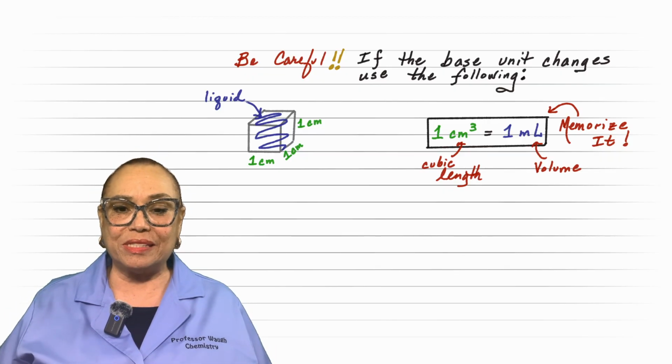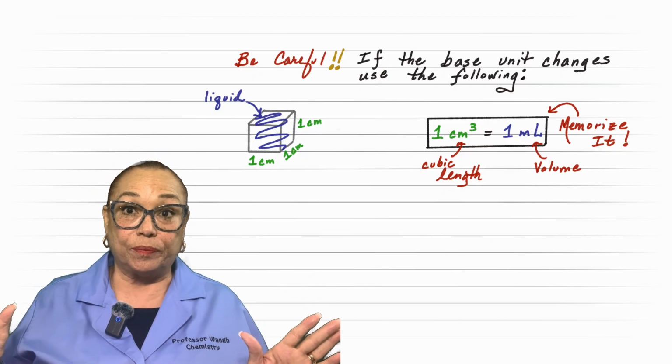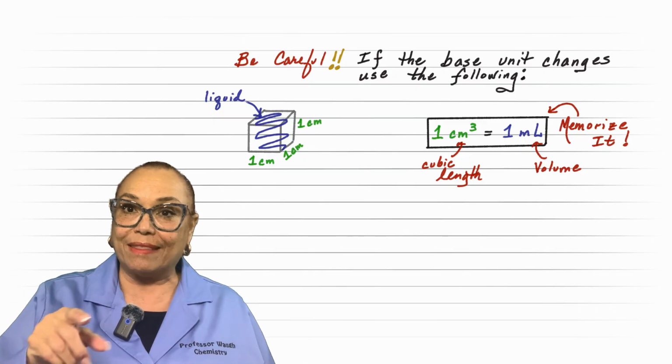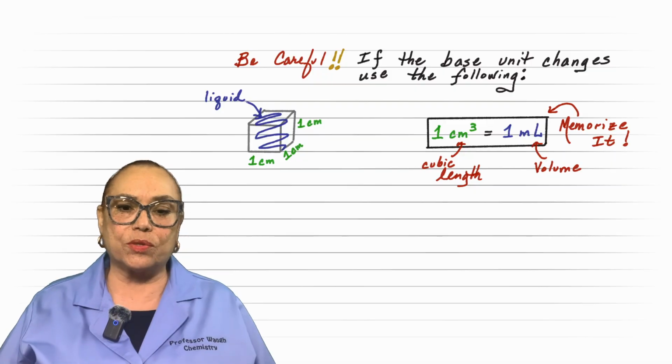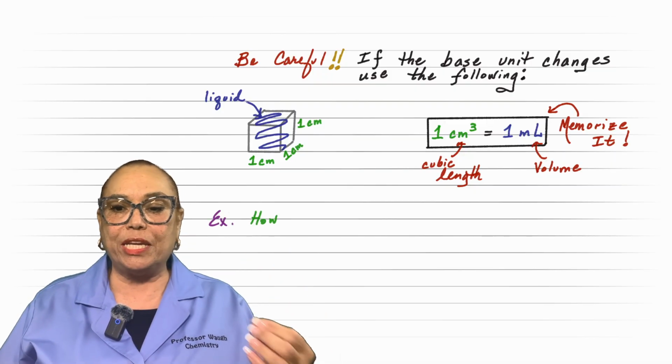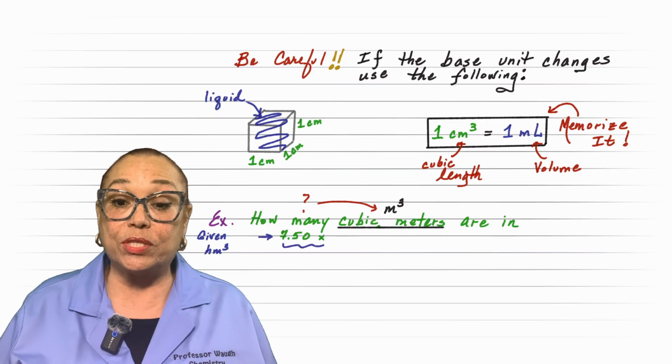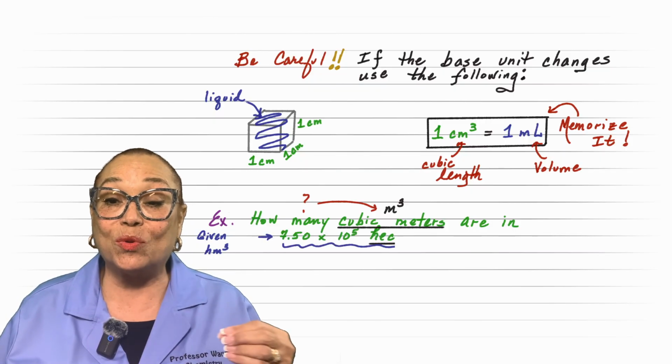Isn't that the coolest? All right, so be careful. If you see that the base unit changes, use that. There's another one, but this is the best one to use. An example, how many cubic meters are in 7.50 times 10 to the 5th hectoliters?